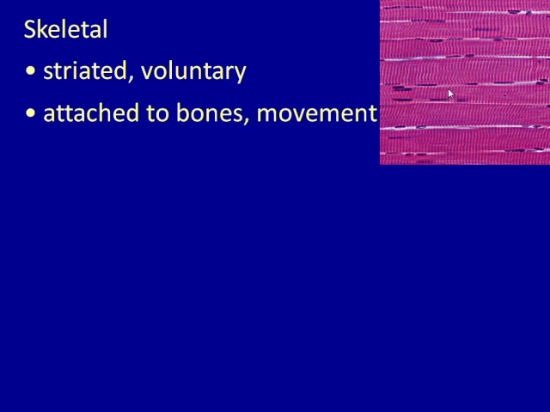Skeletal muscle is sometimes called striated muscle because when you look at it under the microscope, it's got all these little tiny stripes in it. It's also voluntary muscle because you consciously tell this muscle when to contract. This is the muscle that's attached to your bones and responsible for your ability to move around, to walk, stand up, bend your elbow, things like that.